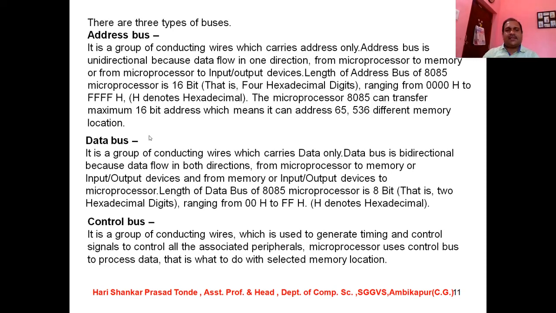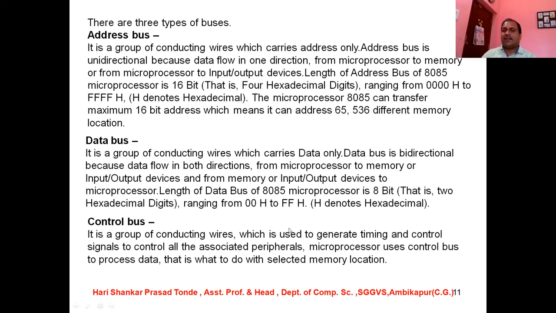Next one is the data bus. Students, it is a group of conducting wires which carries data only. The data bus is bidirectional because data flows in both directions, either from the microprocessor to memory, or from input output devices to the memory. When you write programs and declare variables, they are stored in memory and afterwards have a memory location. So the data bus has bidirectional data flow in both directions, from the microprocessor to memory, or from input output devices to the memory. This is the functioning of the data bus.